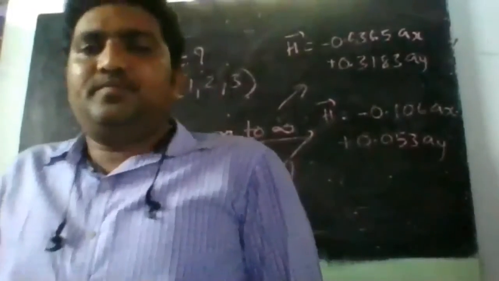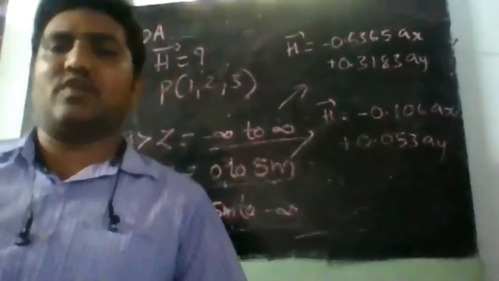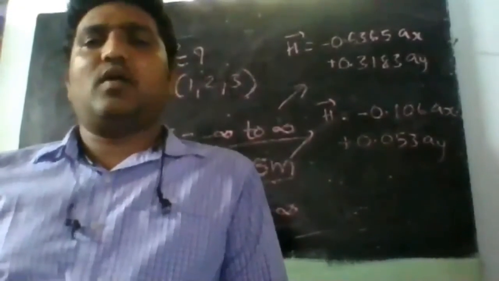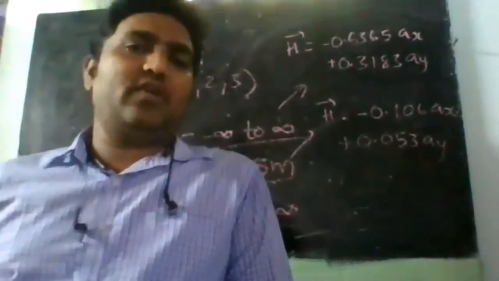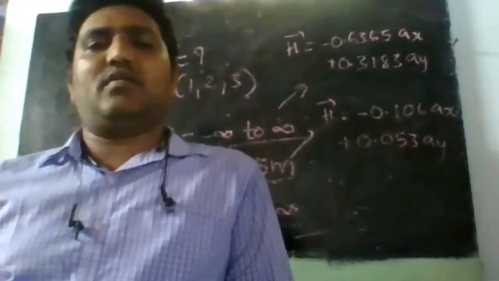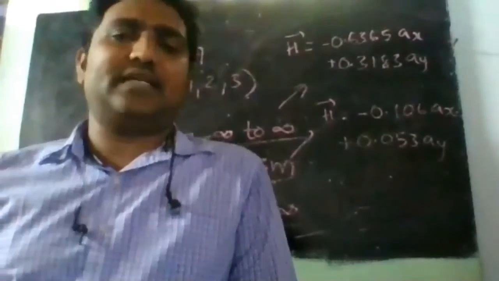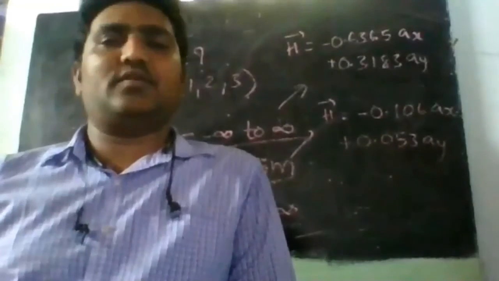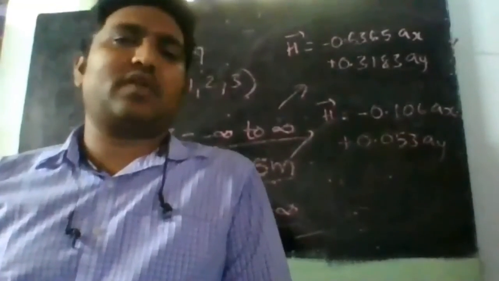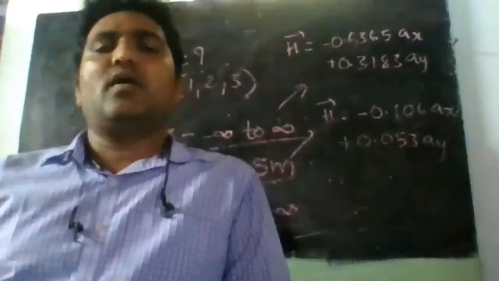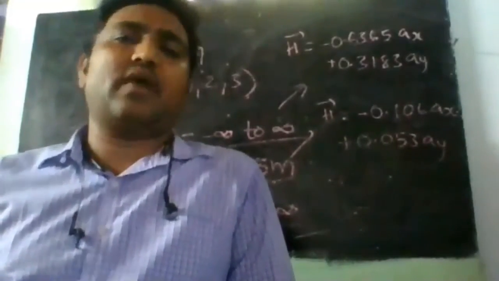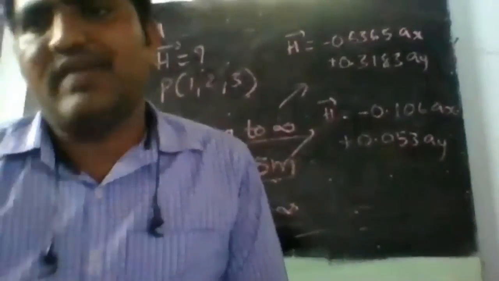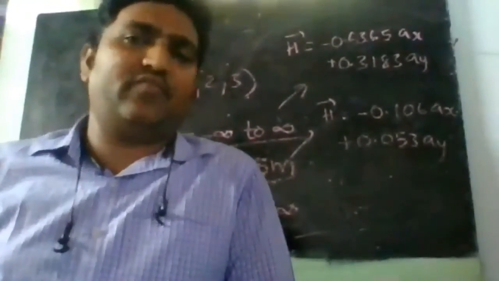So this is all about the Biot-Savart's law. There are no limitations of Biot-Savart's law. Biot-Savart's law is the universal law by which we find out magnetic field intensity. Unlike Coulomb's law, which has certain drawbacks, Biot-Savart's law does not have any drawbacks. We can apply Biot-Savart's law to any type of conductor and any type of field. So that's why it is the only method by which we can find out magnetic field intensity.